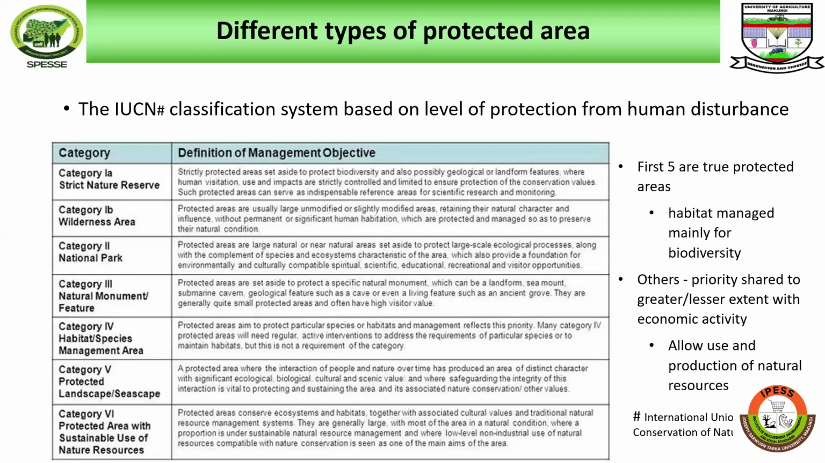category 1A, is to protect biodiversity and possibly geological and landform features where human visitation, use, and impacts are strictly controlled and limited to ensure protection of the conservation values. These sort of areas become a reference point for scientific research and monitoring. Category 1B, wilderness area.